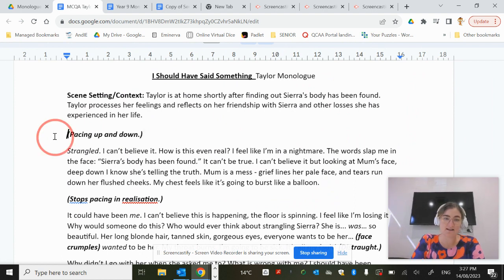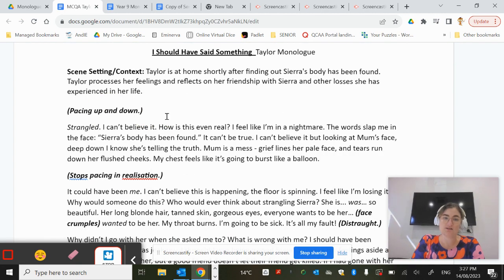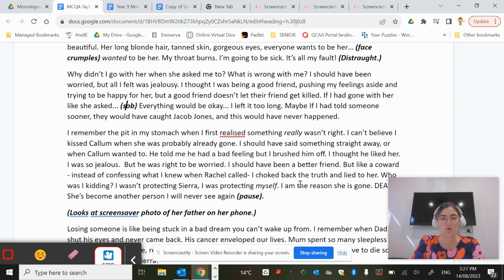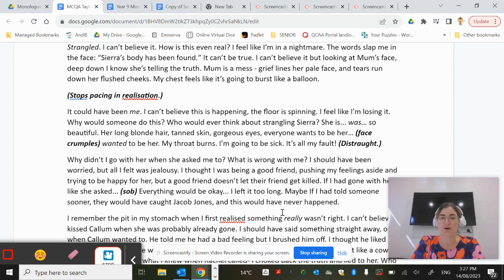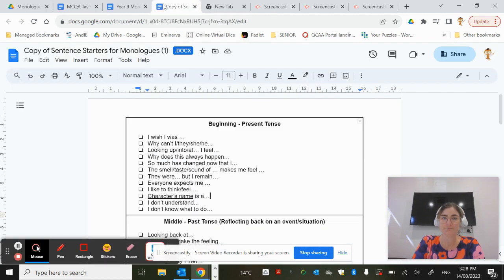So as Taylor, she wouldn't say "Taylor is pacing up and down" because Taylor wouldn't think that. That would be a little weird to think. That's why it goes in brackets and bold, to indicate it's a stage direction. Okay? Same if your face crumples, or you're feeling distraught, or you sob, or you pause, or look at a screensaver: all of those actions must be in brackets and bold to indicate they are a stage direction.